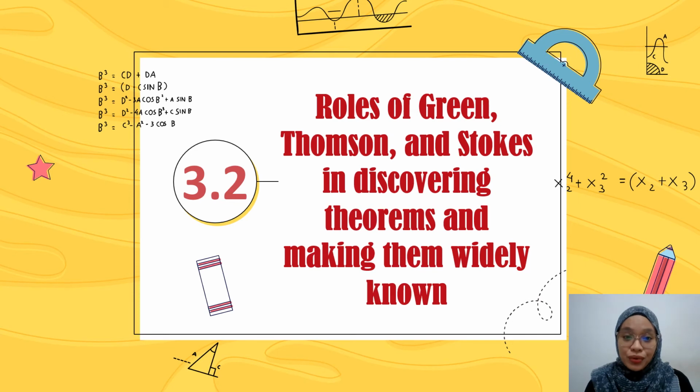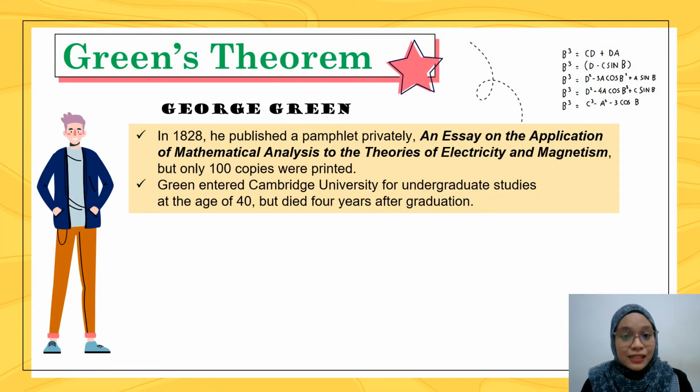Now we go for the roles of Green, Thomson, and Stokes in discovering the theorems and making them widely known. Green's theorem is named after the self-taught British scientist George Green. In 1828, he published a pamphlet privately, but only 100 copies were printed and most of those went to his friends. This pamphlet contained Green's theorem, a two-dimensional result that Green also did not consider. It actually was not widely known at that time.